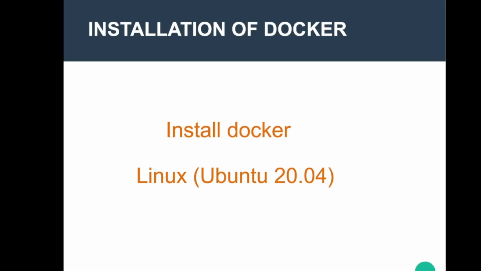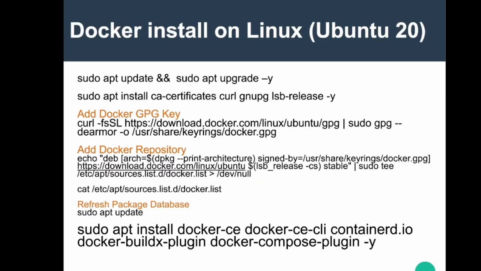So in this video, we will see how to install Docker in Linux, that is Ubuntu 20.04, on the CLI. So we make use of CLI commands to install Docker and its dependencies on your system. Okay, so let's begin. Here are the commands that we will be using on Linux to install Docker.